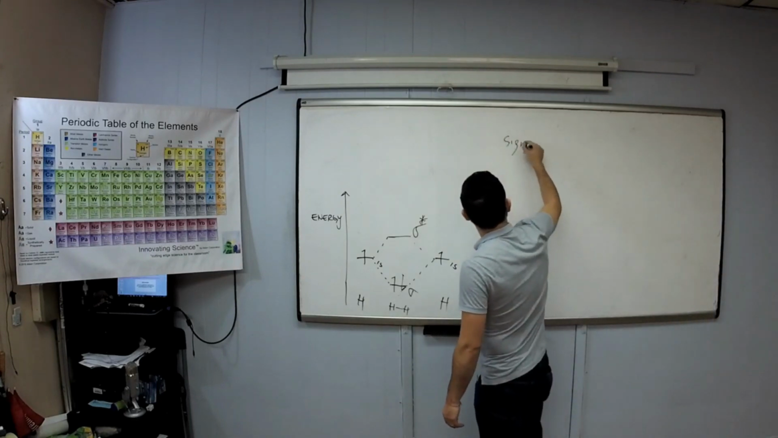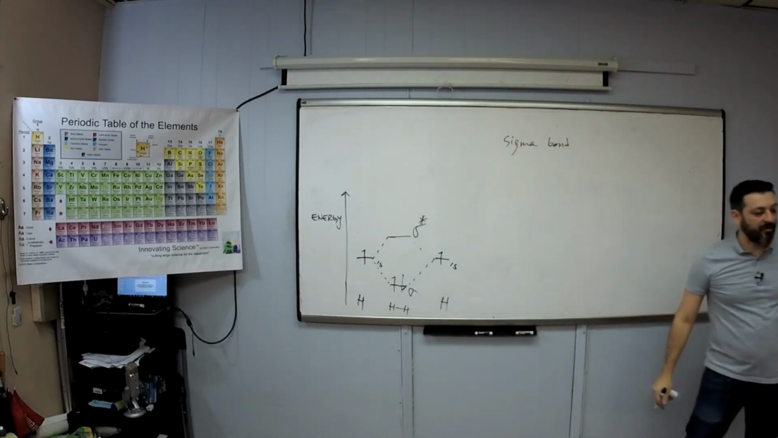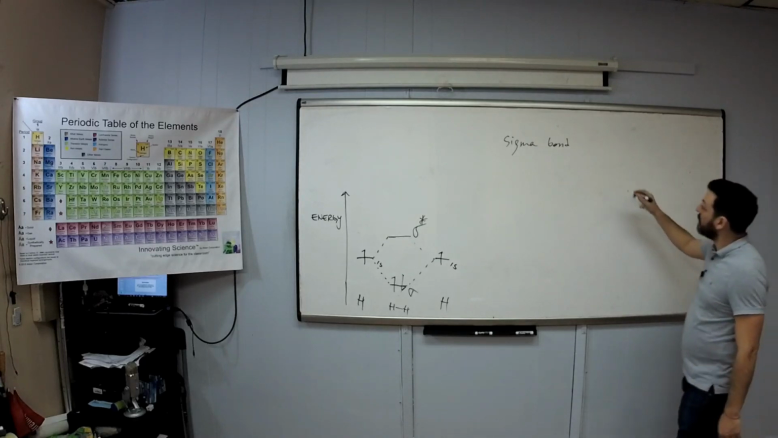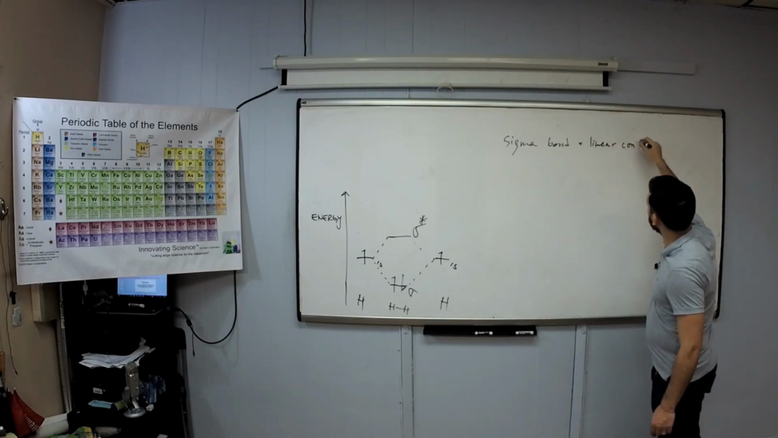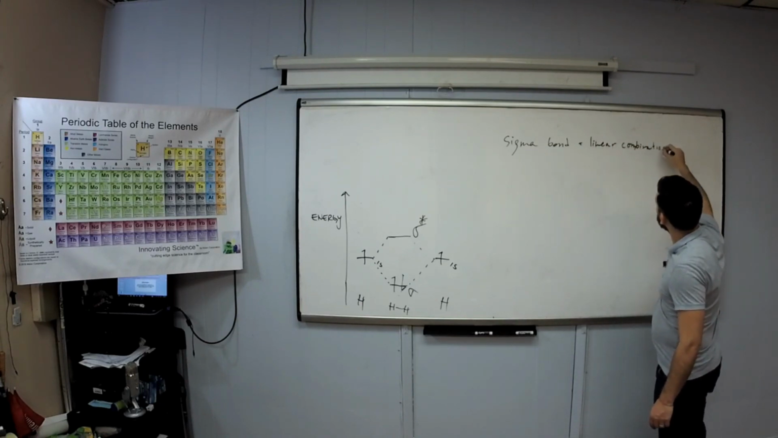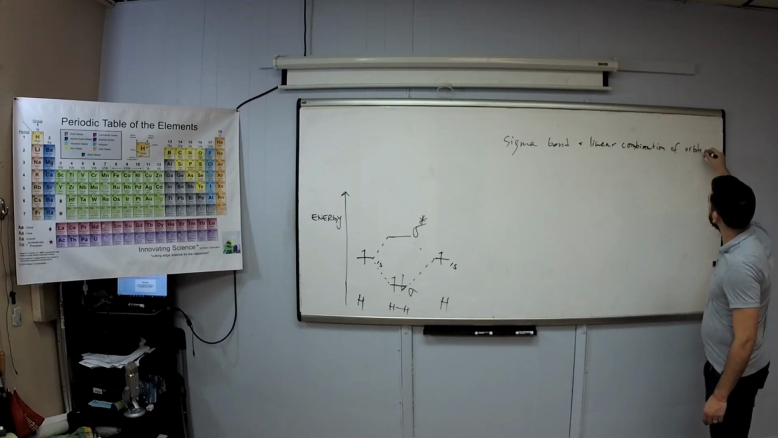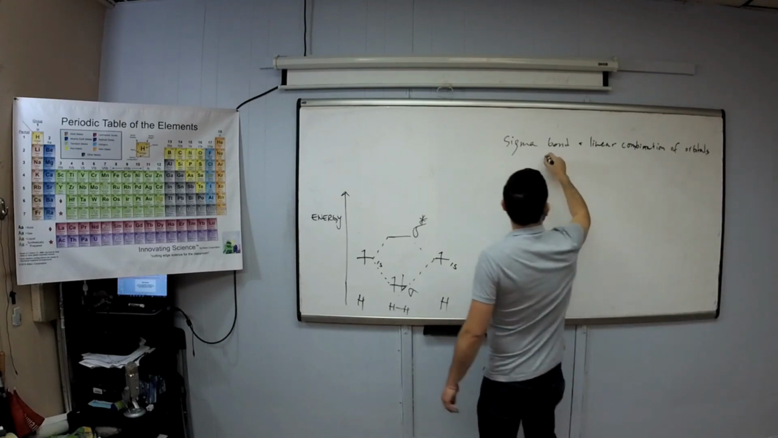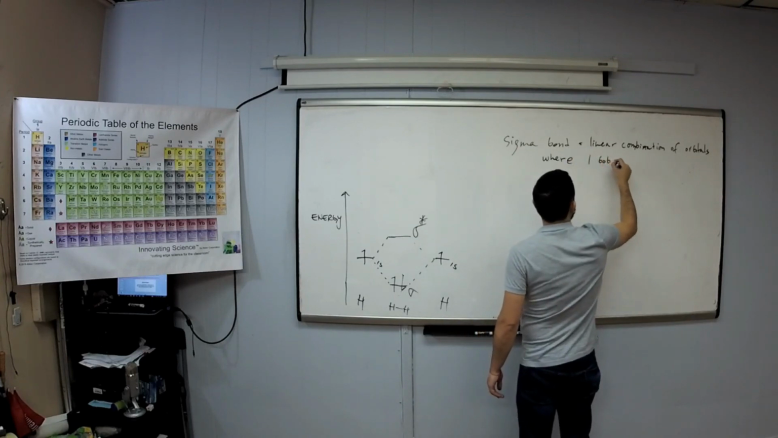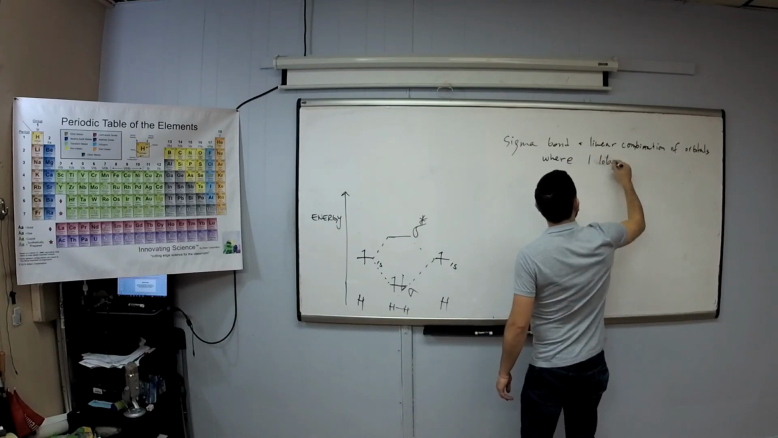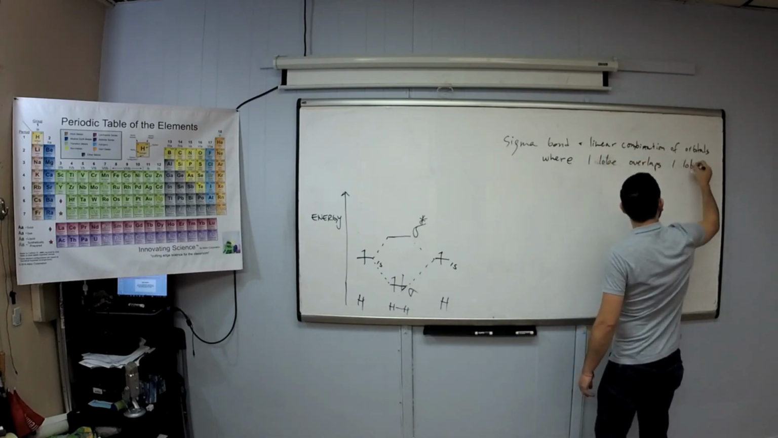A sigma bond, I've never written this as a definition on the board before. Let's see how it goes this semester. A sigma bond is a linear combination of orbitals where one lobe overlaps one lobe.